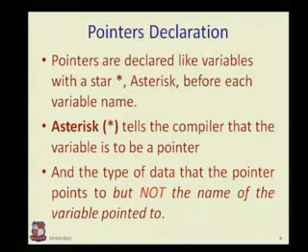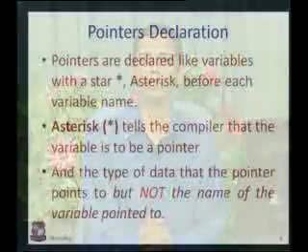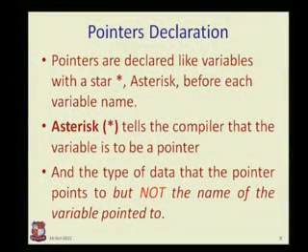So what is written in the last line? Asterisk shows basically the type of data that the pointer points to, but not the name of the variable pointed to. That means if I want to get the value of that variable, I can be using the pointer, but not the name of the pointer. See, this is a little bit of a tricky situation. So how to avoid this trick?